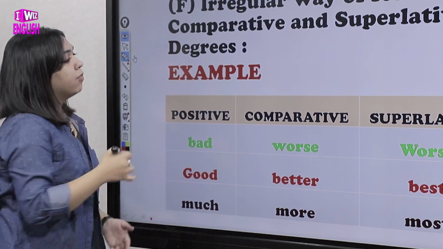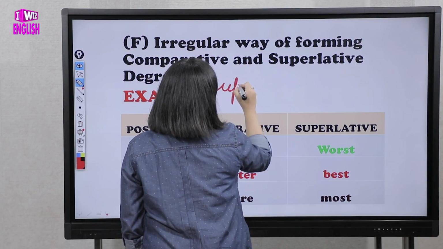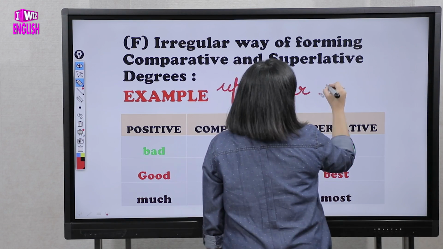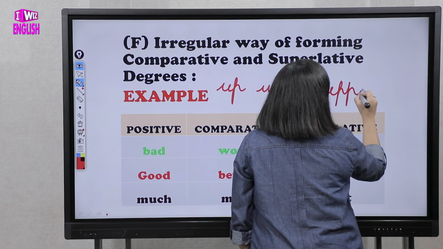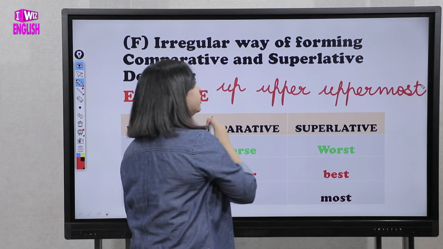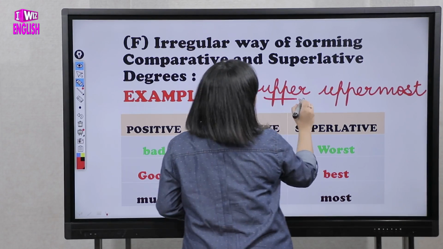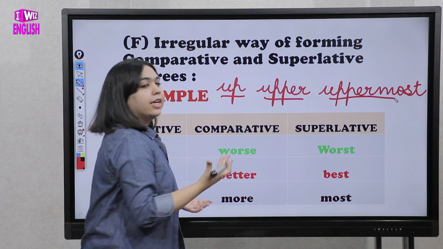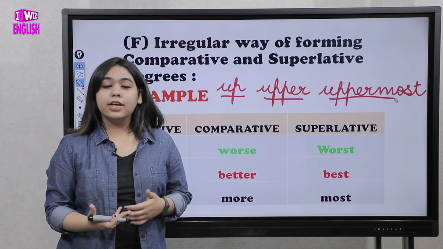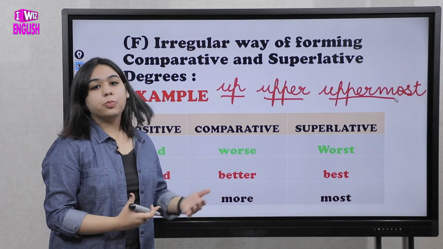Let me give you another example of such an irregular adjective, that is up, upper, and you can say uppermost. So you see that all three of them are different, and these are respectively the positive degree, comparative degree, and the superlative degree. Okay, so I hope that these are clear to you, the formation of degrees and their types and the way we add them and make them comparative and superlative degree.